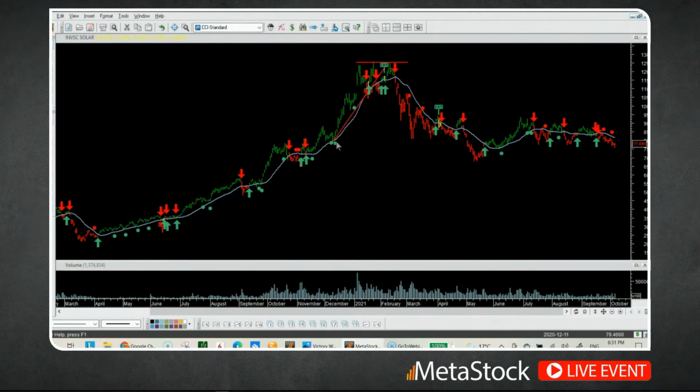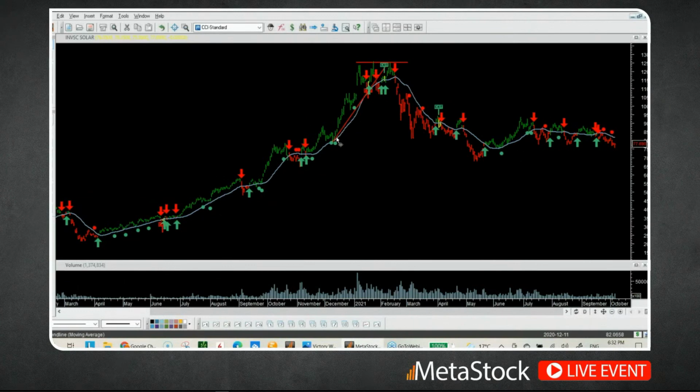Now, the other thing I want to mention is that when you get a signal like this, let's say this dot right in here, when do you actually enter this trade? So what you want to do is allow that bar to close, okay? While the bar is open and price is fluctuating. So this is a daily chart, so we open at 9:30 a.m. Eastern, we go until 4 p.m.